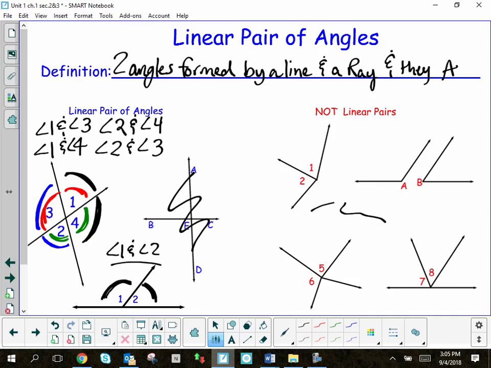They are adjacent. So these are always right next to each other. These guys are always going to be right next to each other. These are adjacent. If they're not adjacent, then they're not a linear pair. So be able to identify a vertical angle and a linear pair in the homework and on the next test.